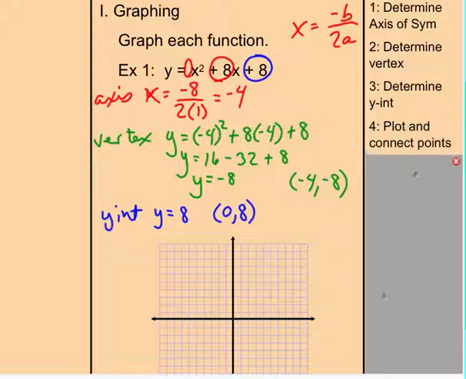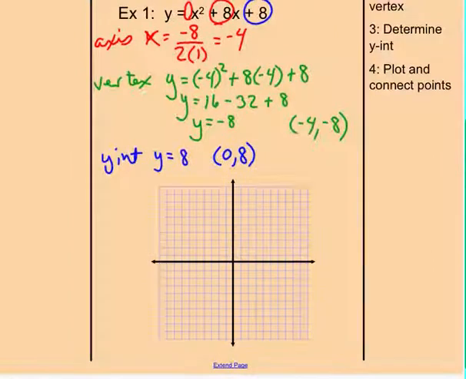All right. Now we're going to take all of those, put them on the graph, and just like when we graphed factored form, we're going to be using that axis of symmetry. So we don't graph the axis of symmetry till we have our vertex plotted. So we're going to start with that. Negative 4, negative 8 is our vertex. We're going to plot our y-intercept, 0, 8.